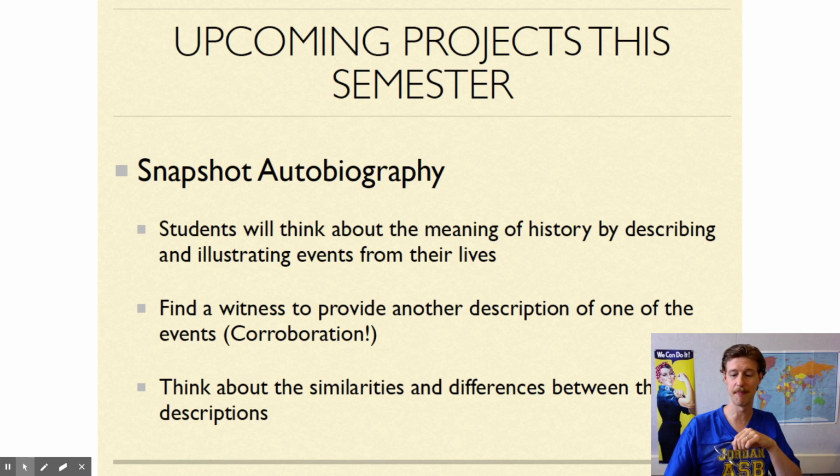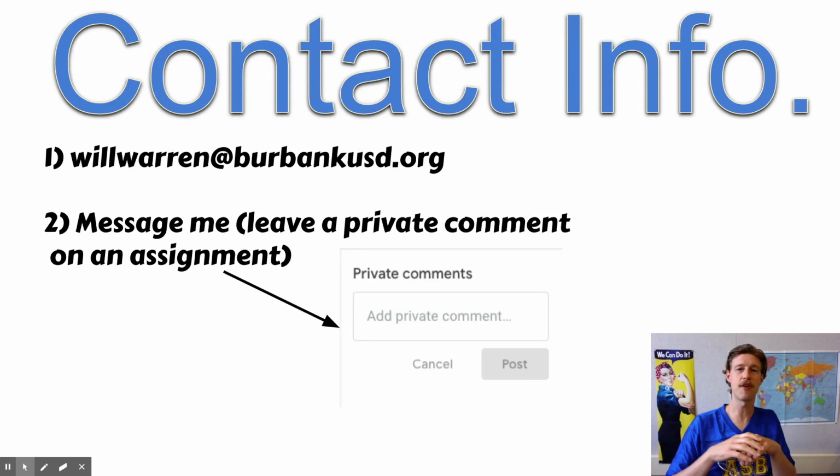So that's just a little bit about the course. Finally, if you need to contact me, my email is willwarren@burbankusd.org. The fastest way to reach me is to message me or leave me a private comment on an assignment in Google Classroom. I get immediate alerts on my phone if a student adds a private comment on their work. This is also important because this is where I leave feedback for students as well. So make sure the students are checking their student email and checking their private comments as well on each assignment.